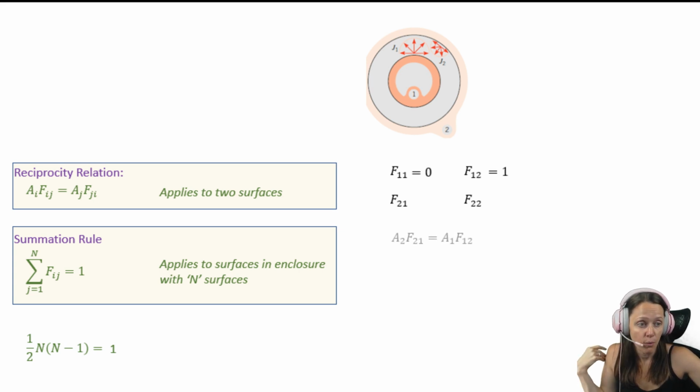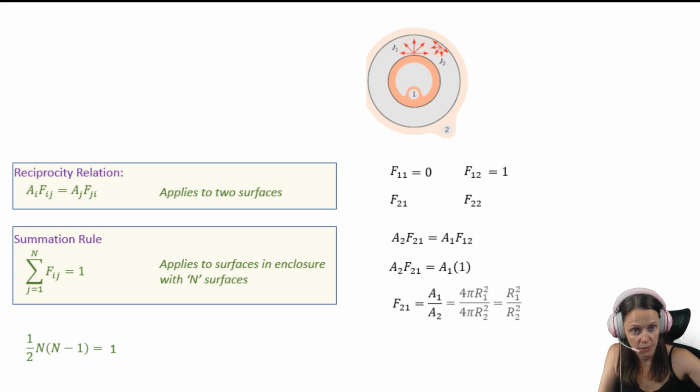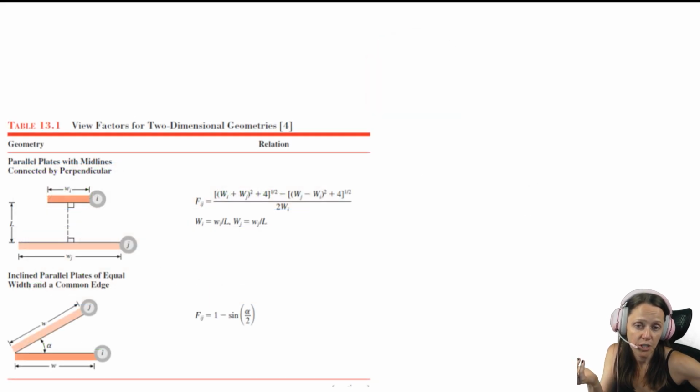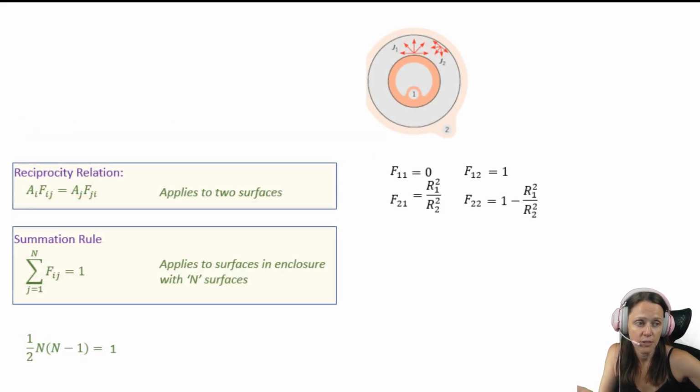And now it's time for our reciprocity relationship. We see that we've already figured out that the view factor F12 is 1, so that simplifies things a bit, and then we bring the areas over to one side, and if we know the radii of those 2 spheres, we can calculate the view factor F21. And then finally, we apply our summation rule, which tells us that the sum of the view factors from surface 2 has to be equal to 1, and that gives us the view factor F22.